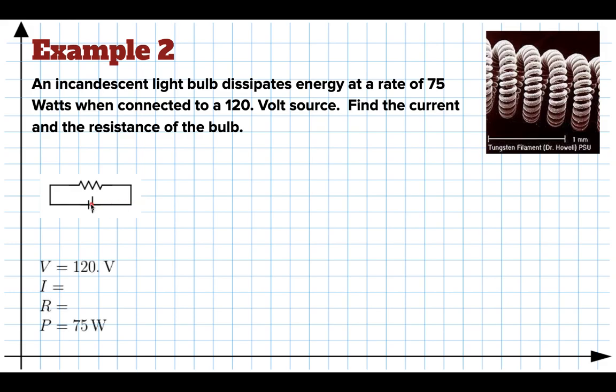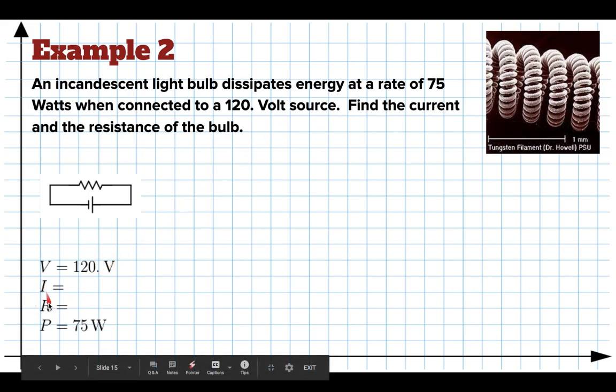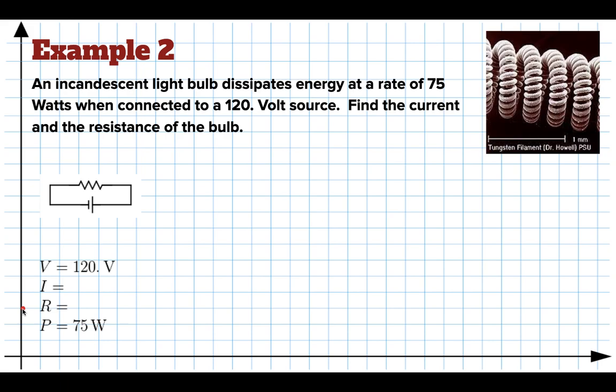A quick reading of the problem helps us fill in the variable list. We know that the power is 75 watts because it says the energy is dissipated at a rate of 75 watts. That's the power. We know the voltage is 120 volts. We don't know I and we don't know R. And so now here it gets a little tricky. Like, what do you solve for next?